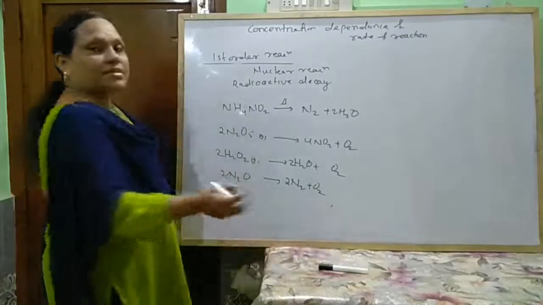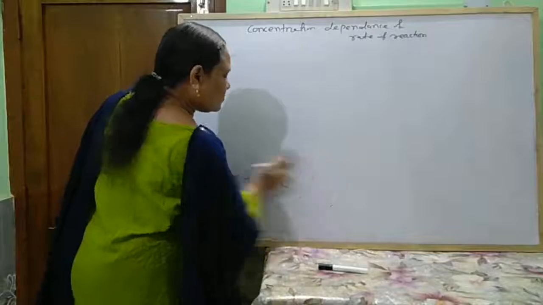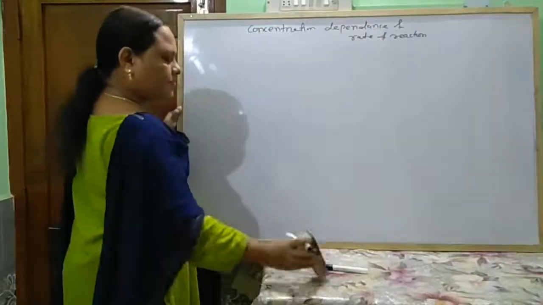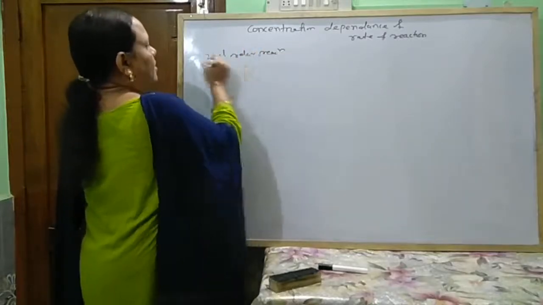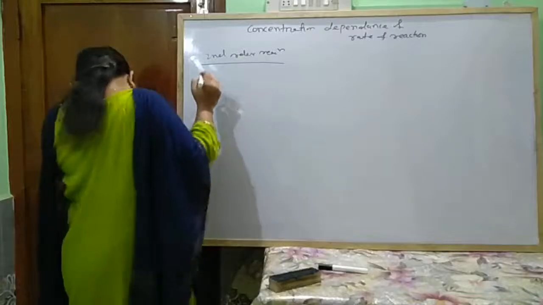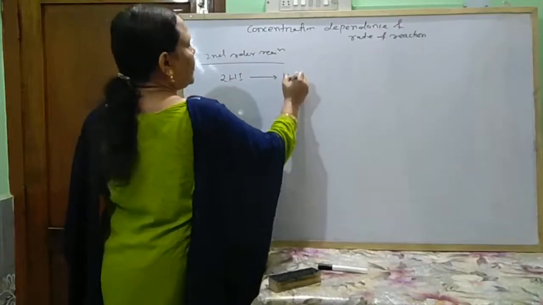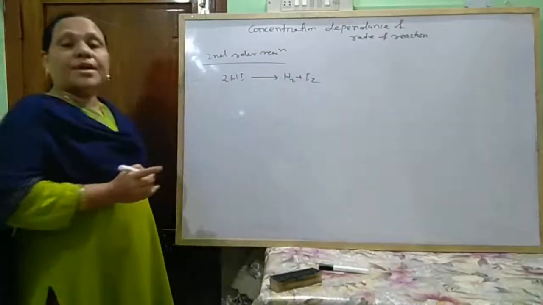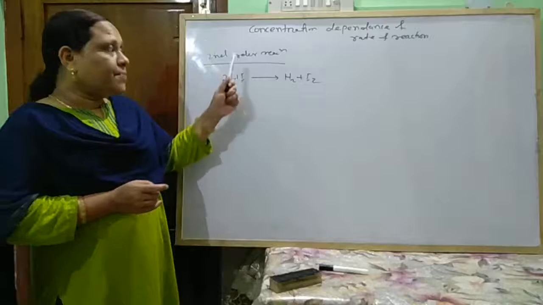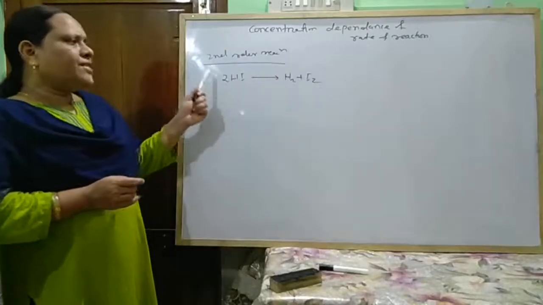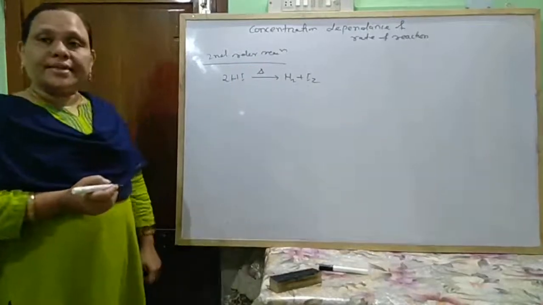Next, some examples of second order reaction. 2HI gives H2 plus I2. Remember, decomposition of HI in the presence of a metal surface, that is gold, is a zero order reaction. But when it decomposes just on applying heat, this reaction is a second order reaction.